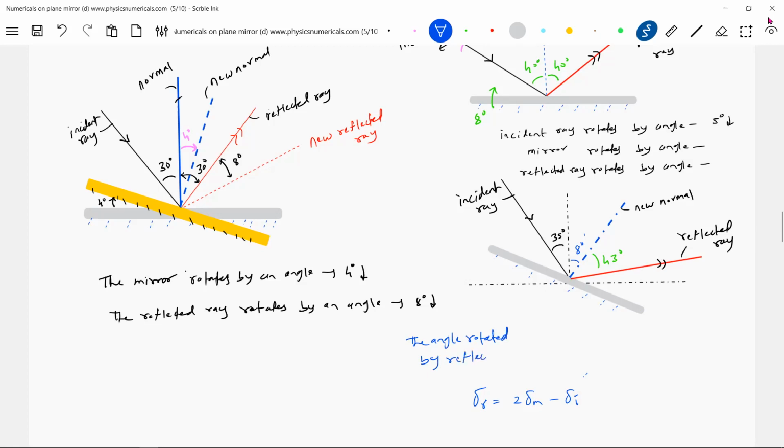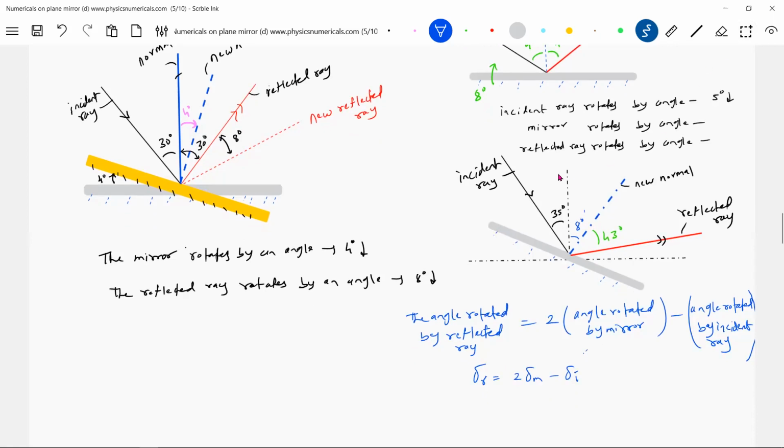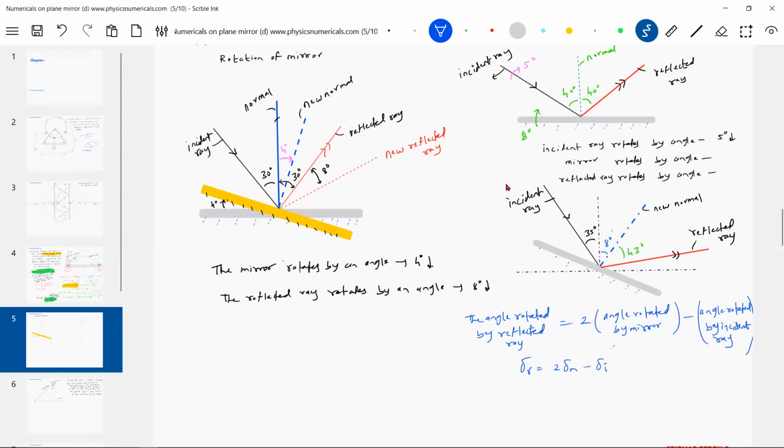The angle rotated by the reflected ray is equal to two times of the angle rotated by the mirror, minus the angle rotated by the incident ray. So now let's apply all that. We know 11 degrees, but I'll see that through the formula. I'm going to bring the answer now. So how much was the mirror rotated? The mirror was rotated by 8 degrees clockwise. The incident ray was rotated by 16 minus 5 degrees.